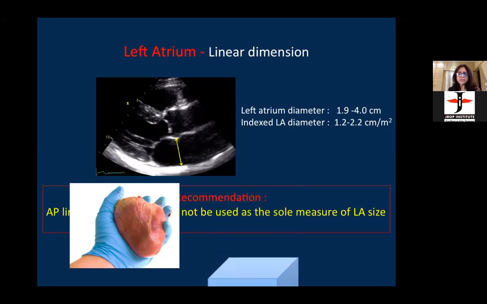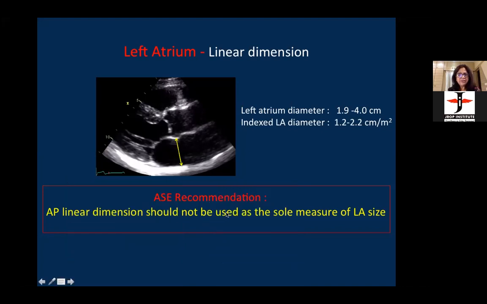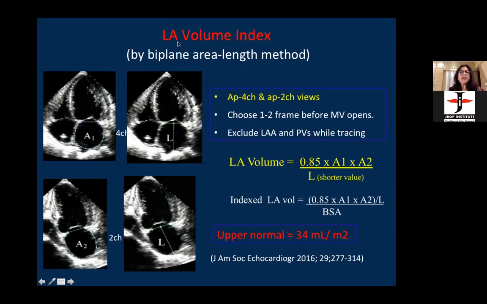So as per the latest ACC guideline, the anteroposterior linear dimension should not be used as the sole measure of left atrial size. So you should not only depend on the anteroposterior diameter. Then what should we do? We should measure the left atrial volume, and then we should index it by dividing the volume with the body surface area.